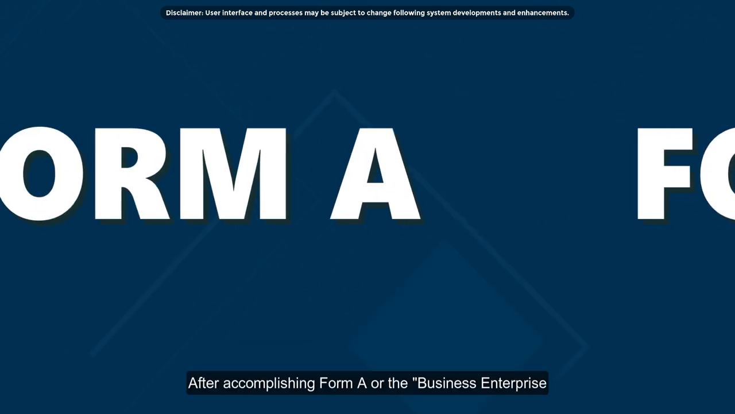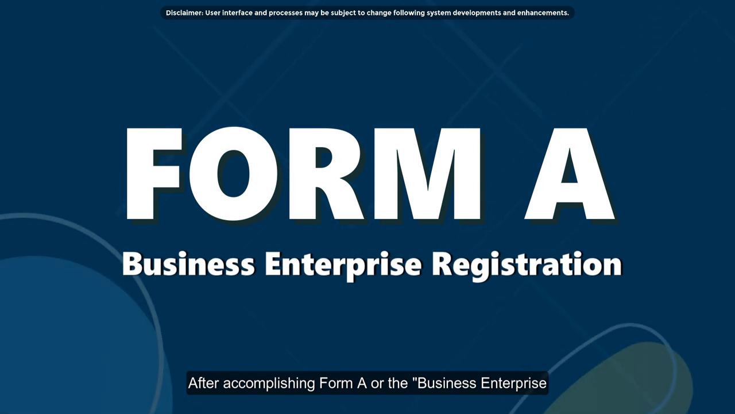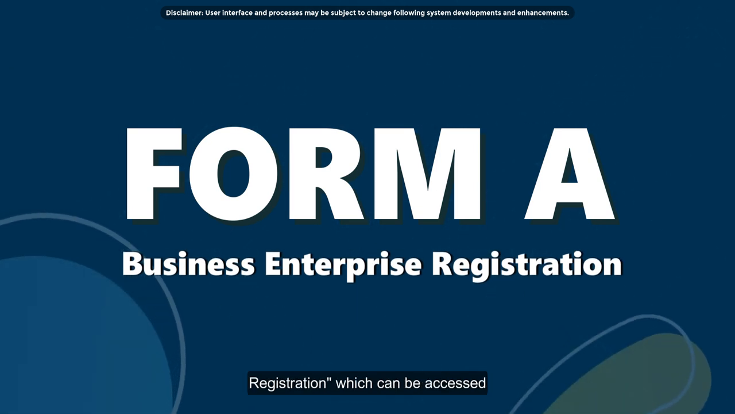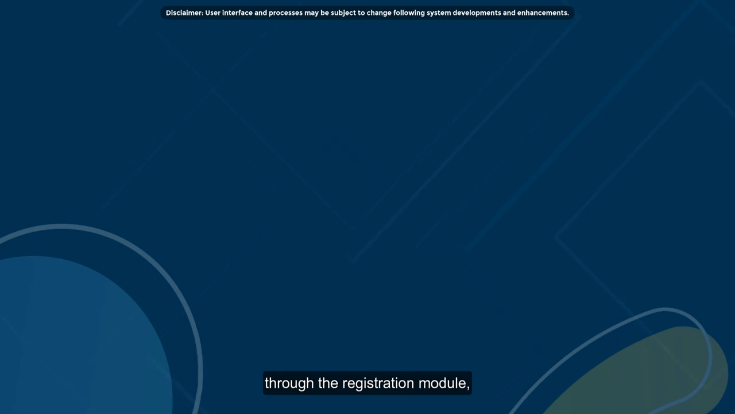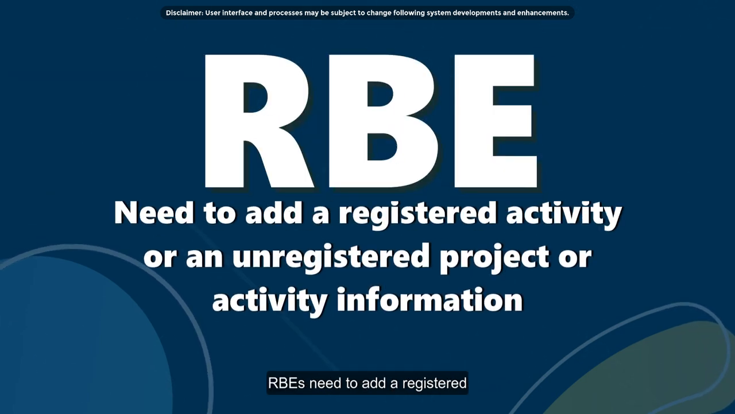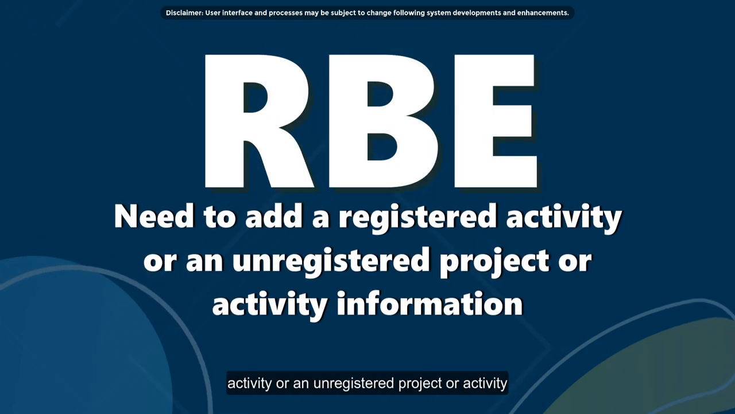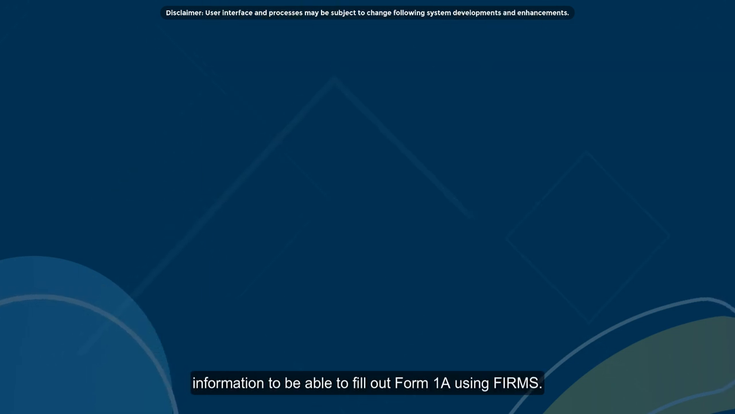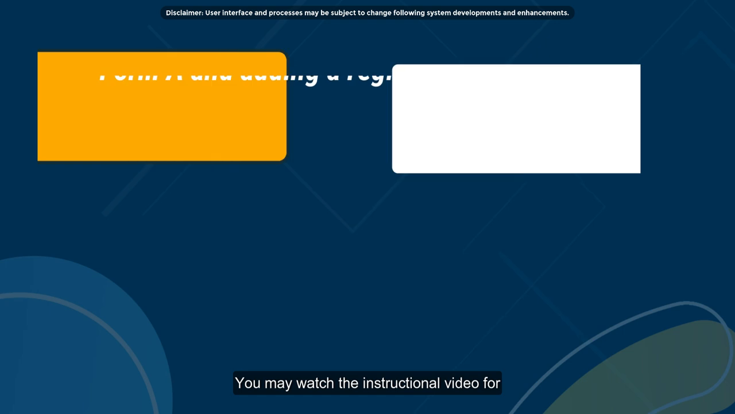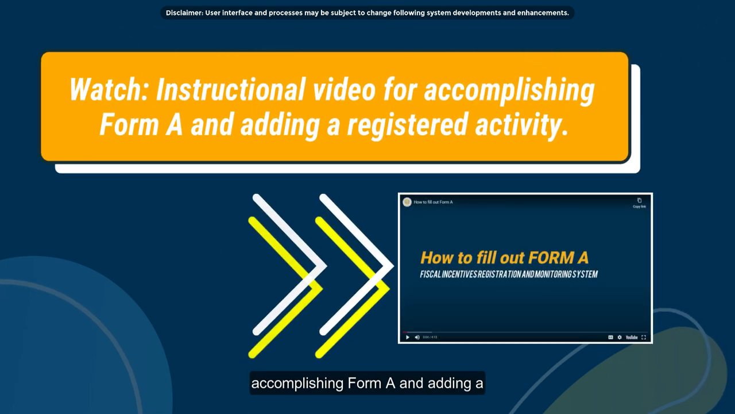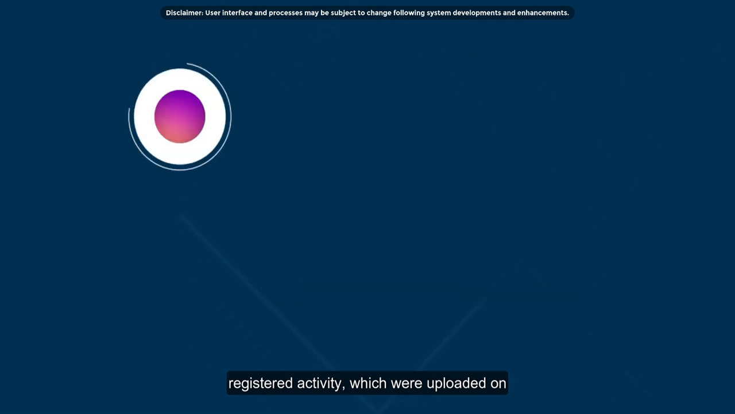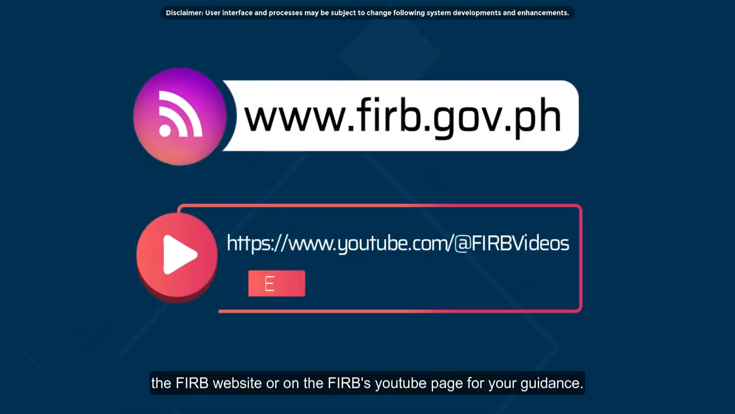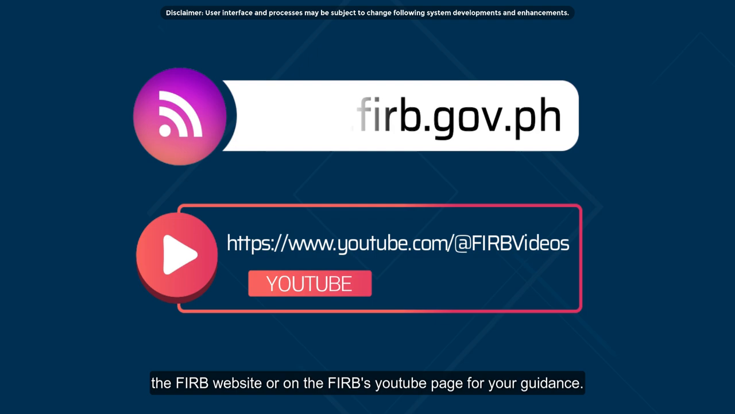After accomplishing Form A or the Business Enterprise Registration, which can be accessed through the registration module, RBEs need to add a registered activity or an unregistered project or activity information to be able to fill out Form 1A using FIRMS. You may watch the instructional video for accomplishing Form A and adding a registered activity, which were uploaded on the FIRB website or on the FIRB's YouTube page for your guidance.